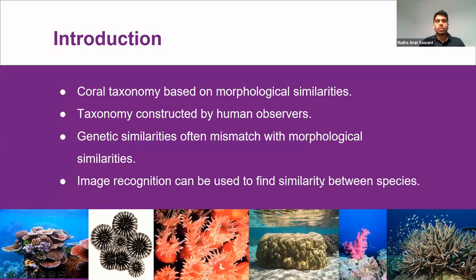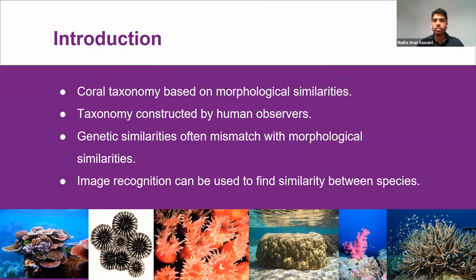Okay, so what are corals? Corals are basically a type of species which are mostly found below the sea level in the oceans and sometimes in the creeks. They come in different forms. They have different structures. It's very difficult to identify which corals belong to which class, or which two corals are similar or which two corals are dissimilar. So this is one of the major problems in the classification of coral taxonomy.